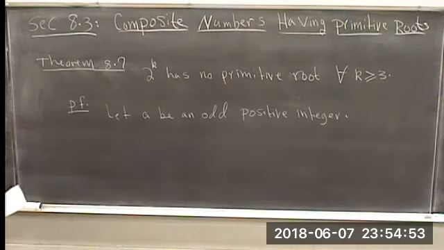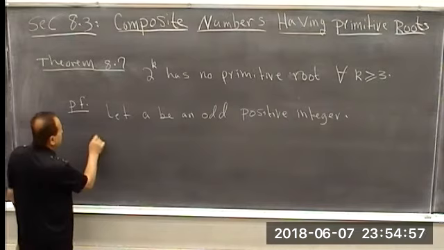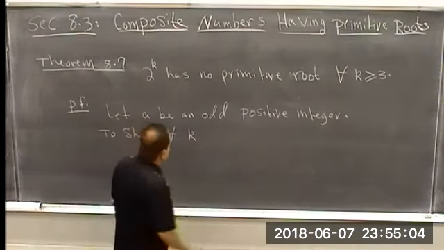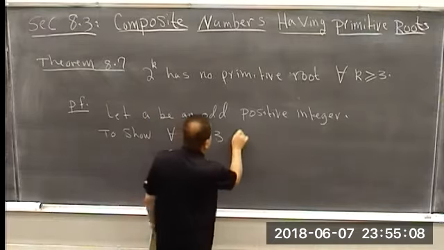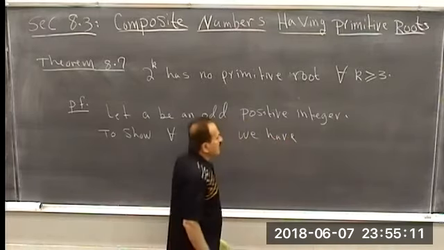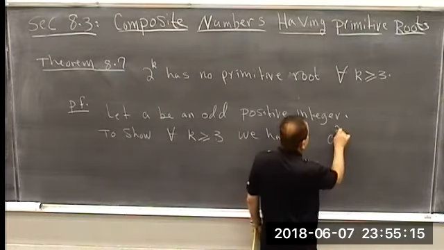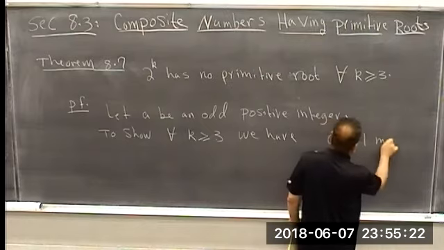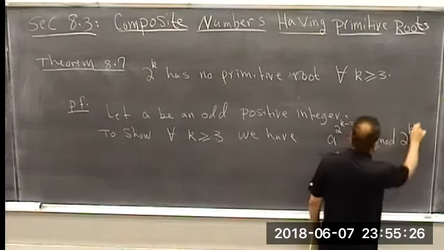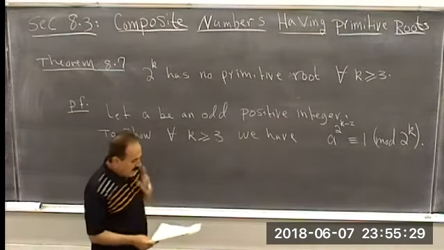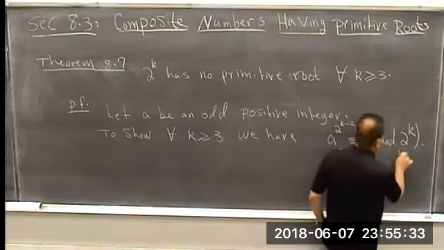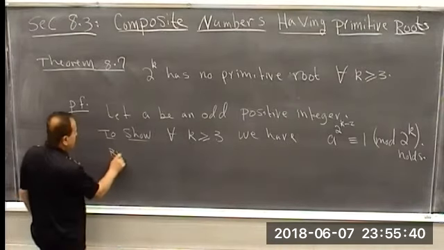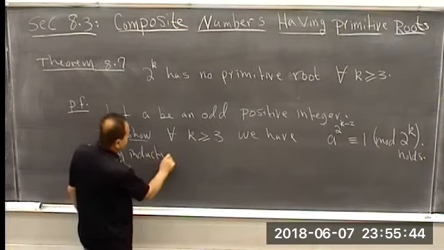And here's what we need to show. For every k bigger than or equal to 3, we have this congruence relation actually holds: a to the power 2 to the power k minus 2 is congruent to 1 mod 2 to the k. All right? And we're going to show that this does hold. We're going to do this by induction on k.